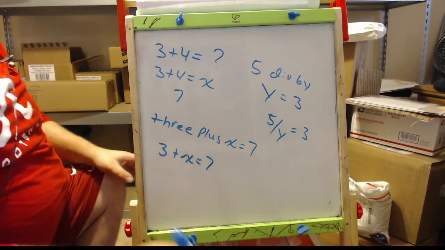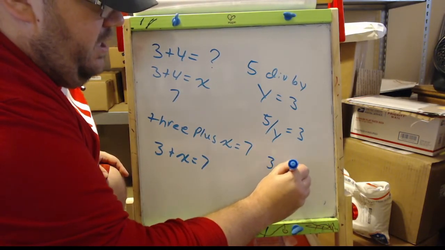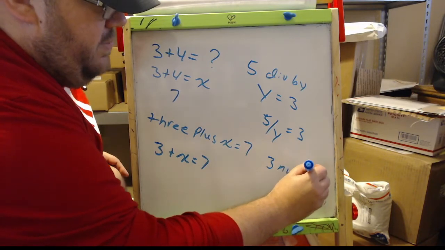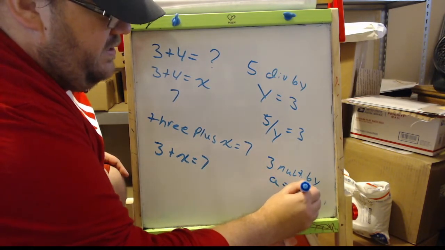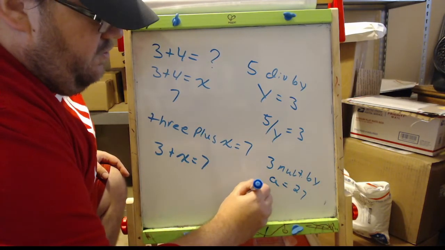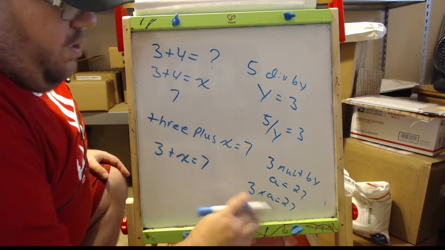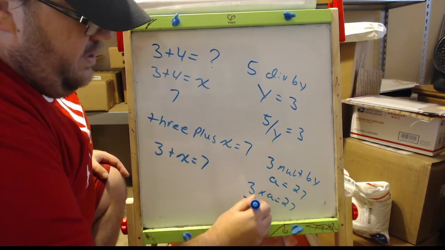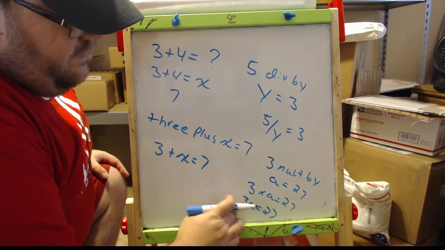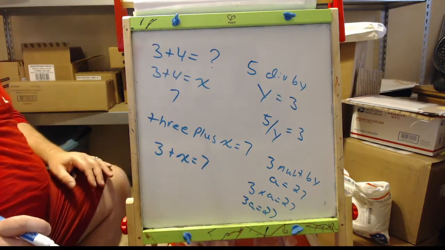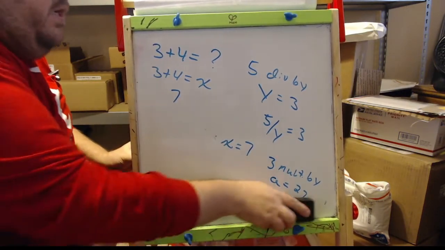If it said something like 3 multiplied by a equals 27, you can write that two ways: 3 times a equals 27, or the correct algebra way is to write 3a equals 27. If a number is right next to a variable, that means multiply it together. Okay. So how do we solve these equations?